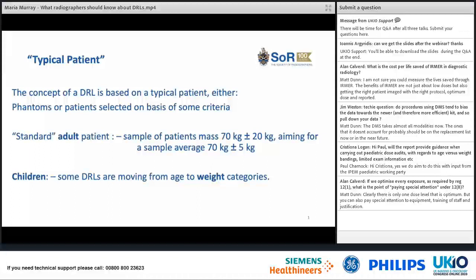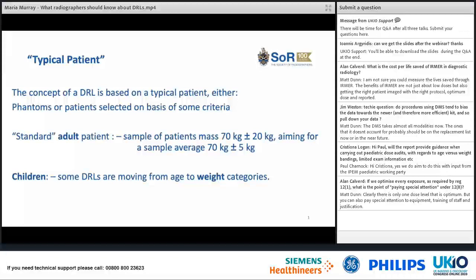And when we're talking about children, at the moment DRLs are cited as in age ranges, but we're moving more and more to weight categories. If you image pediatrics at all, you should be weighing every single one of them before you expose and recording that weight. That should be included in those collection of dose estimates that are then sent to Public Health England, that then will in future inform better or future DRLs. It is important that you know that these are the typical patients here, but also at the moment, the paediatric DRLs are still cited in age, but we're trying to move to weight, so please do that.